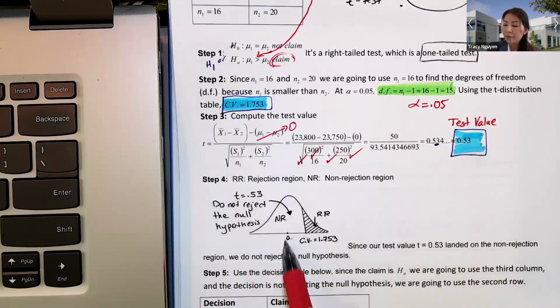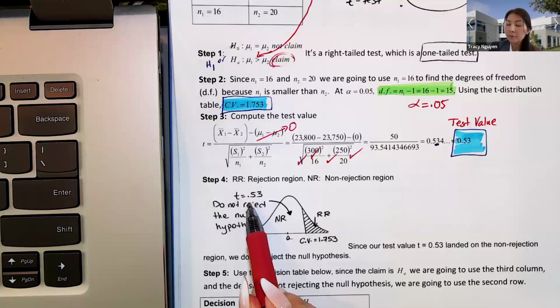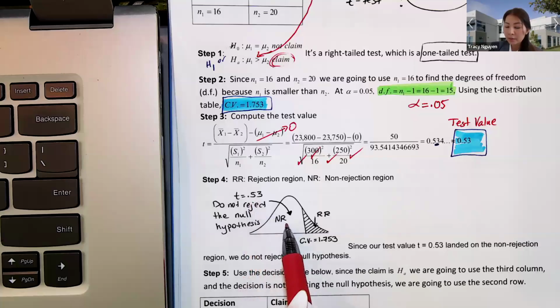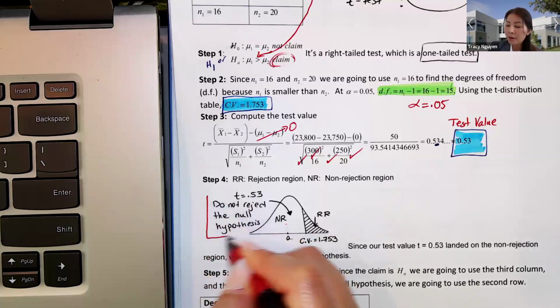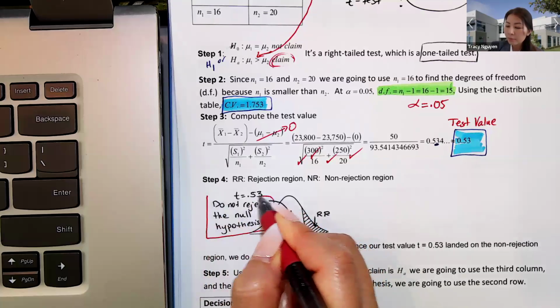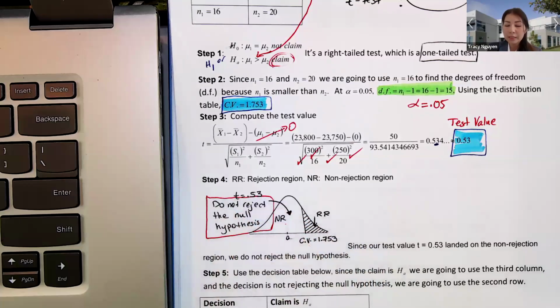Well, 0.53 is to the right of 0 because it's positive, but it doesn't pass the 1.753. So that means our test value t of 0.53 landed in the non-rejection region. Because of the non-rejection region, we do not reject the null hypothesis. We have the word not in our decision here.